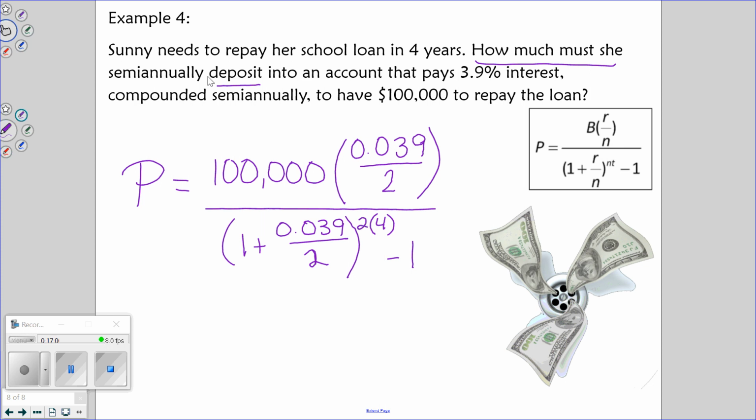It's over what? Oh, you went to monthly. All right. That's so weird. Awesome. No, more than that, because this is, we calculated how much she must deposit semi-annually. So it's every, how many months is that? It's every 6 months, because she's doing it twice a year. Wow. That's a lot. What do you guys think?